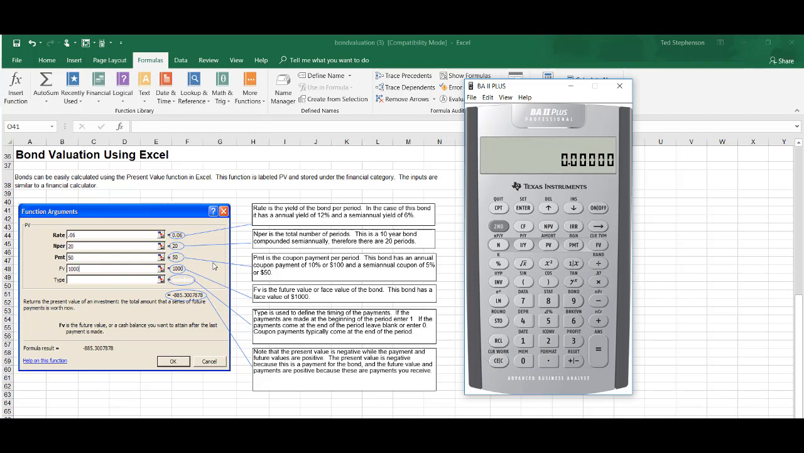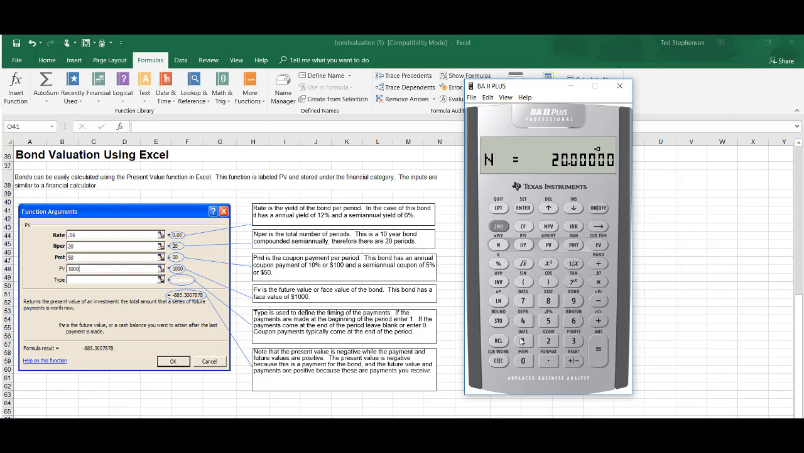Okay? Then working from the left to right, we know that N equals 20 because it's a 10-year bond, semi-annual. So there's two ways we can do that. We can do 10, second, N, and we get N equals 20, or we could just alternatively type in 20 and then the N.